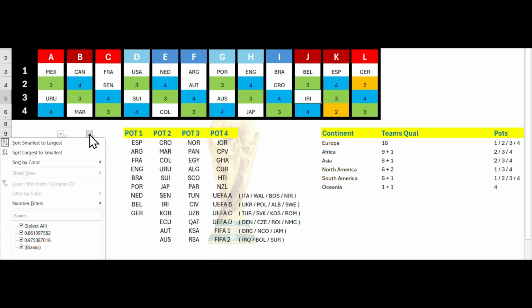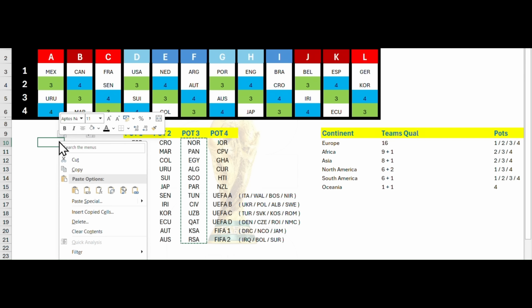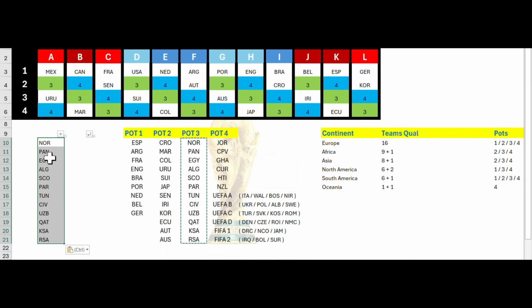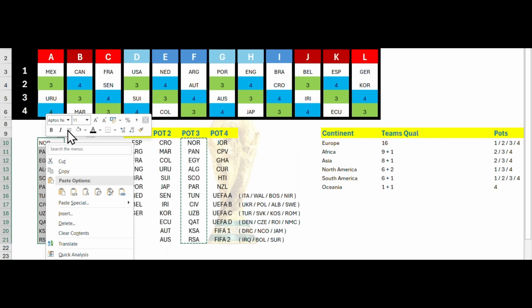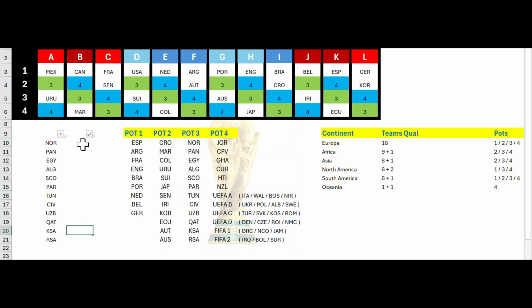Iran into Group J with Belgium. Last two nations to be drawn, so Ecuador to join Spain in Group K. And South Korea to play Germany in Group L. And that is the least complicated half of the draw out the way. Guys, give yourselves another pat on the back. Yes, if you're still with me.